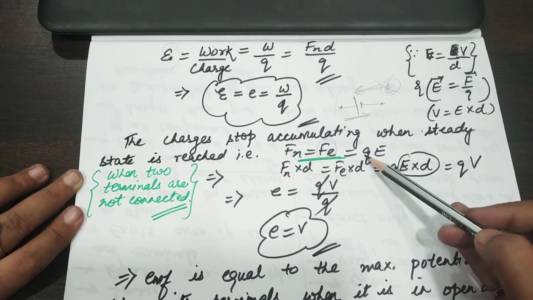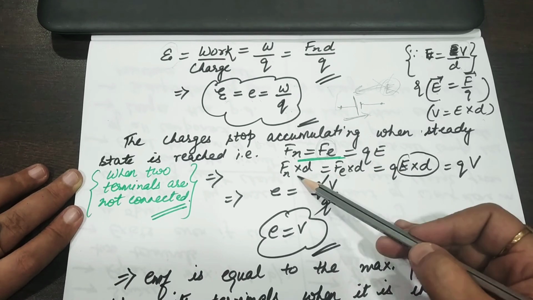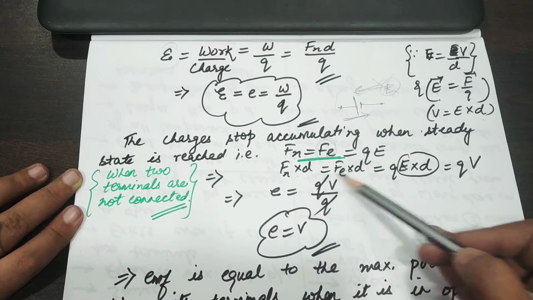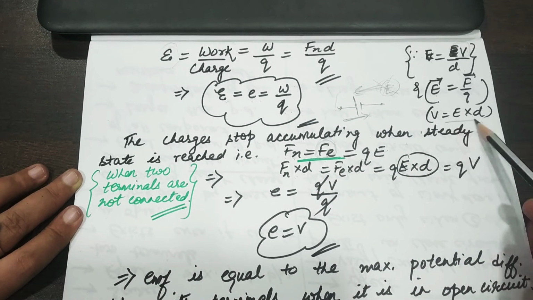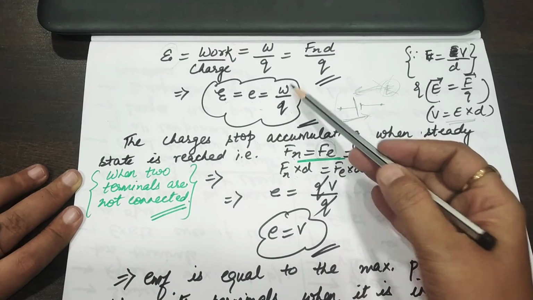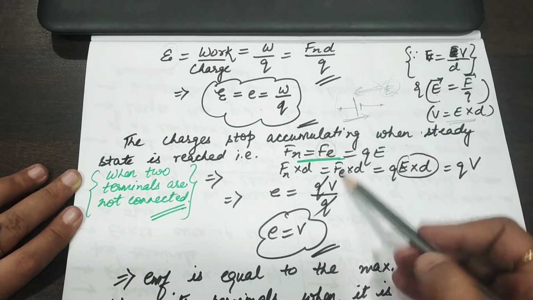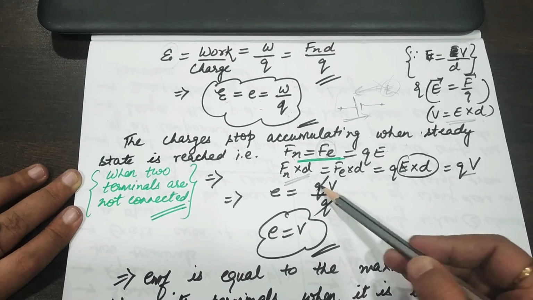And because this is equal to Q into E, we can equate Q into E, multiplying by D. So QE into D. Now we know that E into D is V, so writing this as V. E was work done upon charge, right? So we can write this F into D, which is equal to QV here. So Q gets cancelled out.